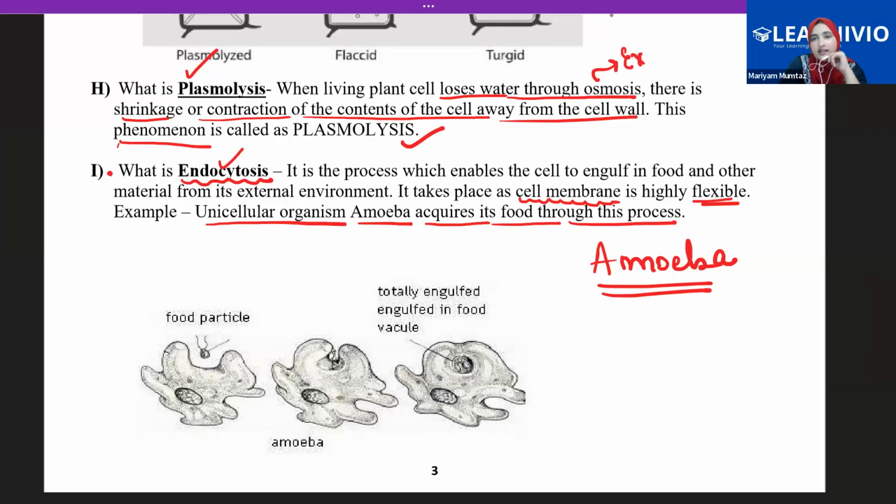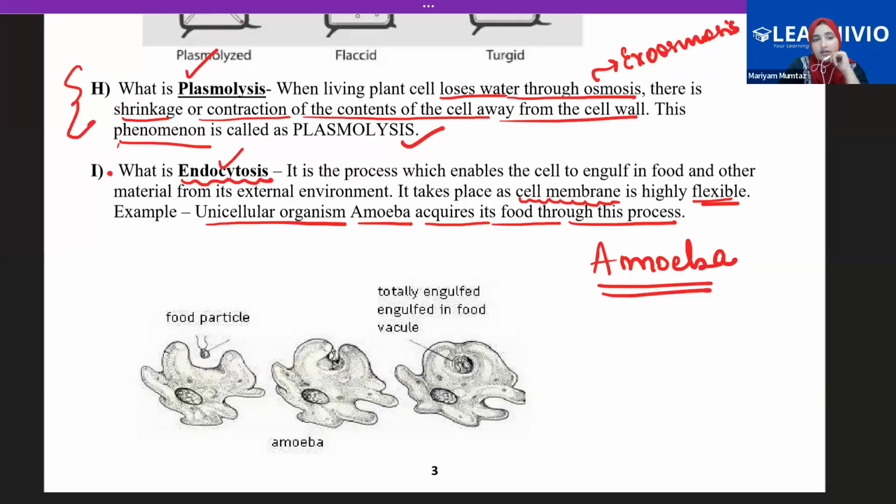Exosmosis, yes. When the water moves outside the cell, it causes the cell to shrink or contract. That phenomenon is called plasmolysis. So plasmolysis and exosmosis are almost the same thing.